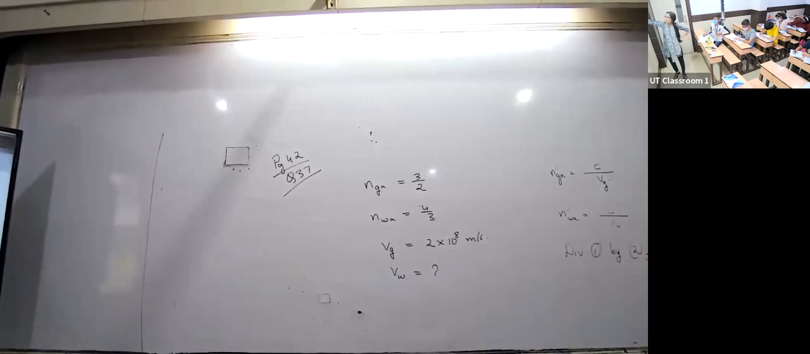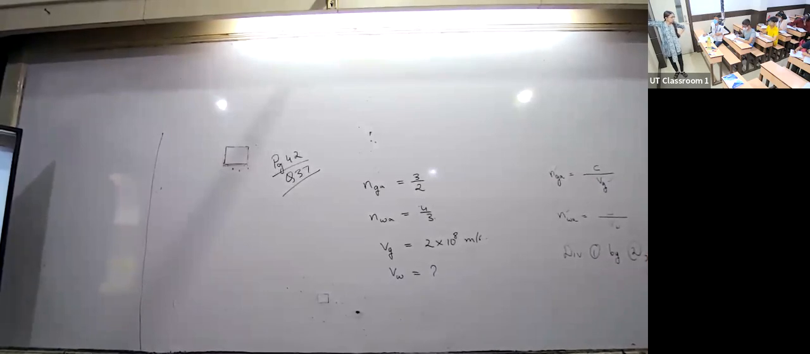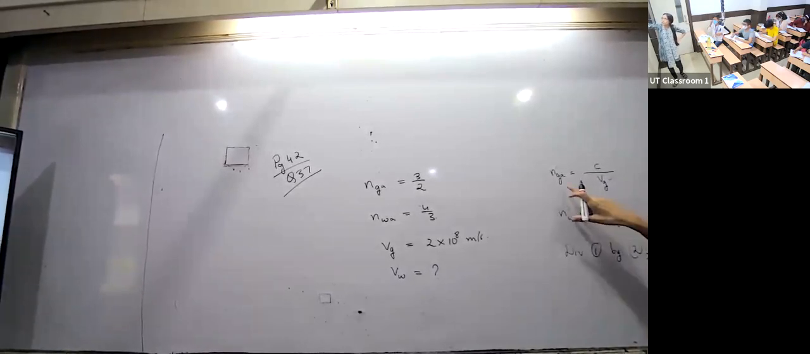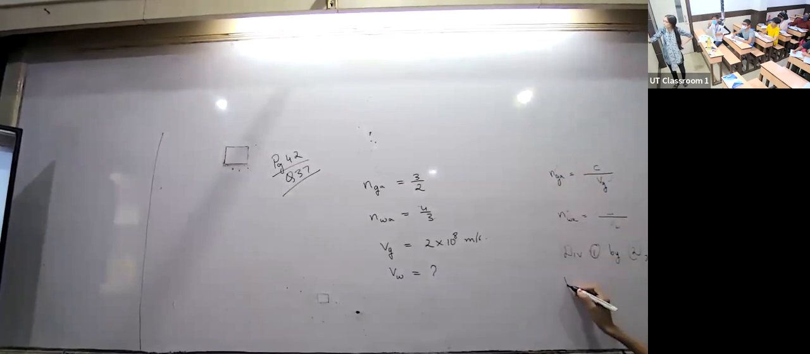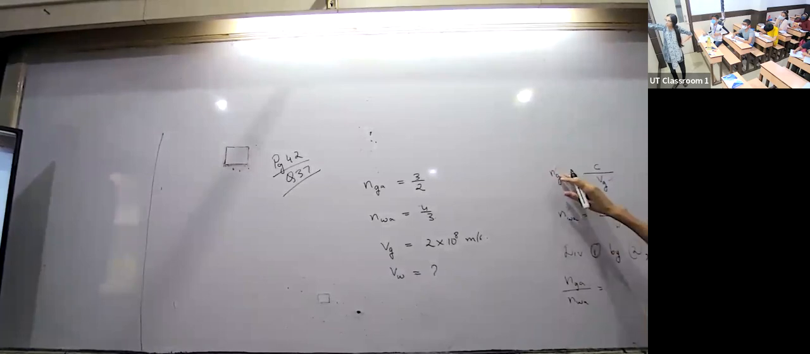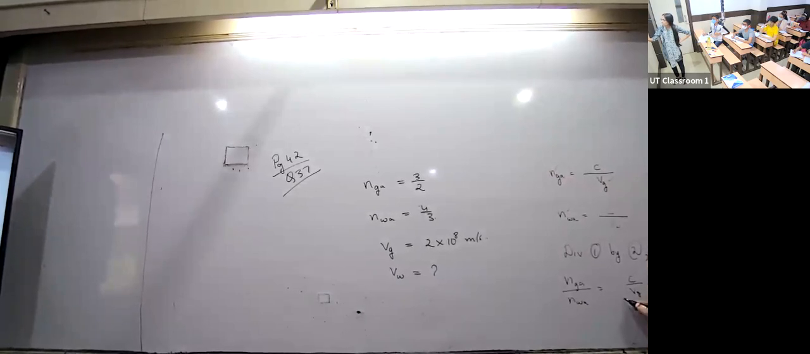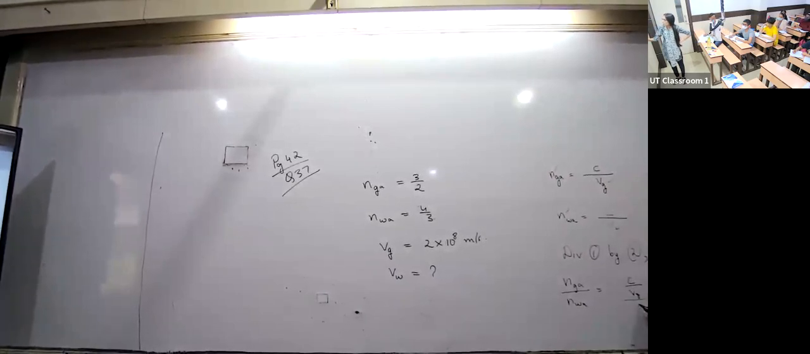ये first equation है, ये second equation है. हम दोनों को divide कर लेंगे, ठीक है? So ये यहाँ पे LHS का division कैसे नजर आएगा? NGA upon NWA. Is this okay? अब ये साइड का डिवीजन कैसे होगा? C upon BG divided by C upon BW.